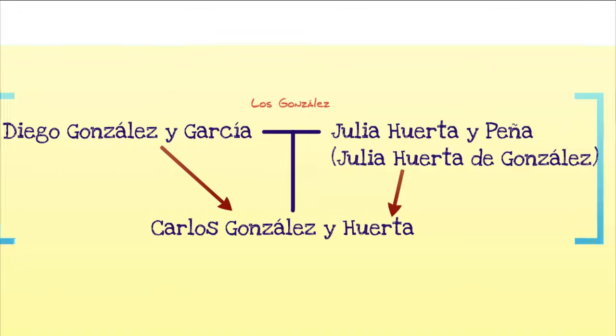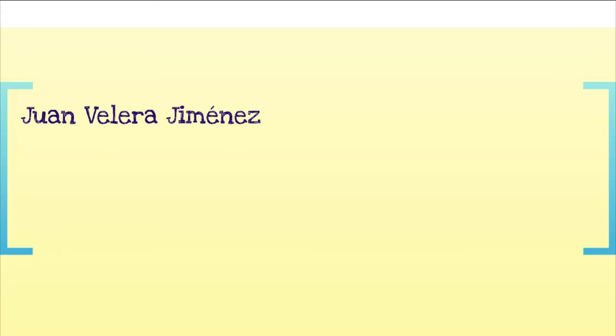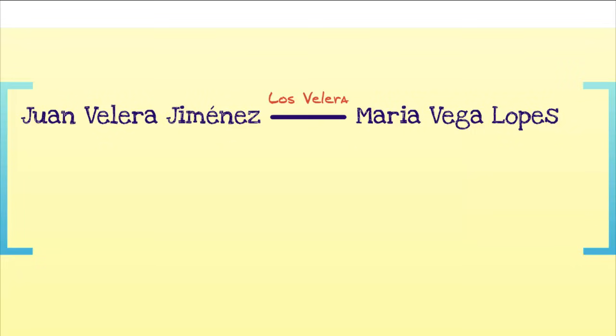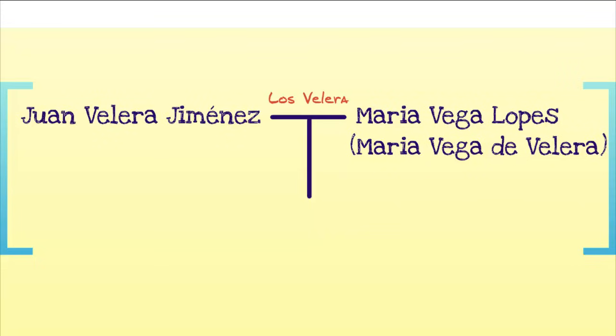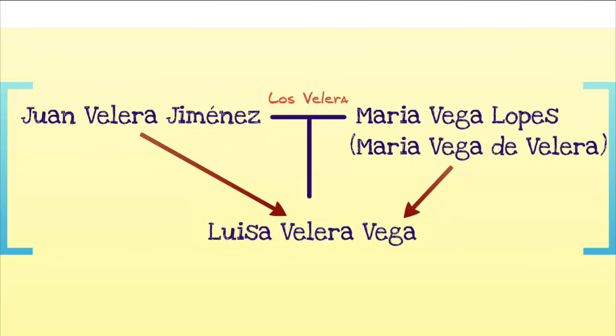Let's look at another example. Juan Velera Jimenez and Maria Vega Lopez. They get married, and they would be known as Los Velera. Maria would then be known as Maria Vega de Velera, and they have a child. So one name will come from the dad, and one name will come from the mom. And so their daughter, in this example, would be Luisa Velera Vega. Now we notice that this family decided not to use the y between the two last names, and that's their choice.